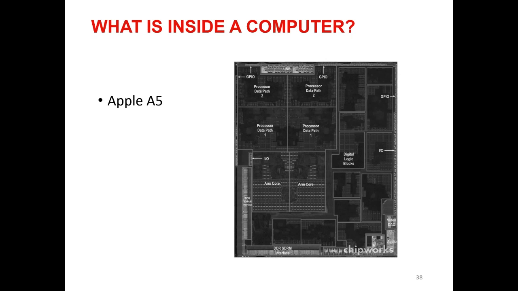You see here we have the processor data path we have mentioned, and we also have the cores. We have input-output components. We have an interface for memory, another interface for memory. We also have video, audio, Wi-Fi, which are also input-output elements. So this is just to show you a real example showing that more or less all kinds of computers will have similar kinds of components.